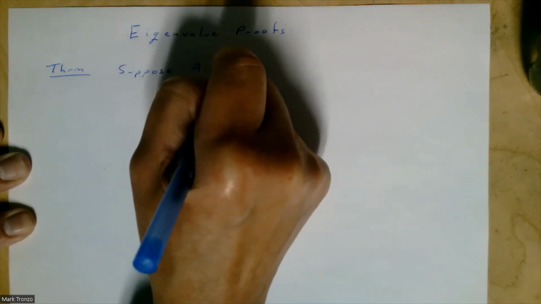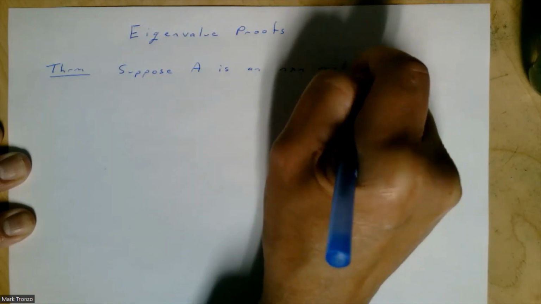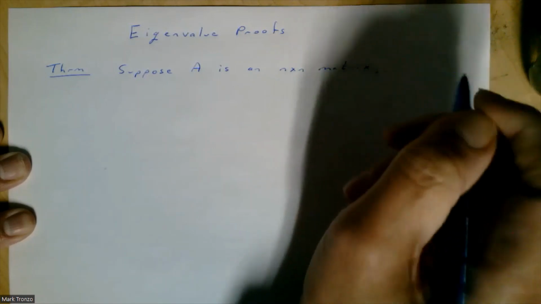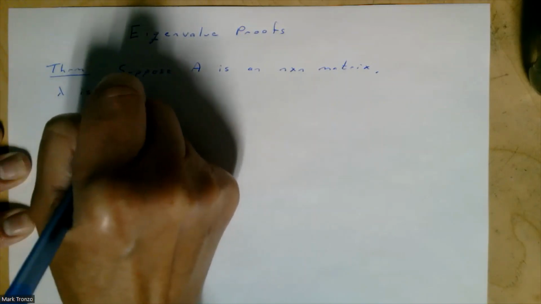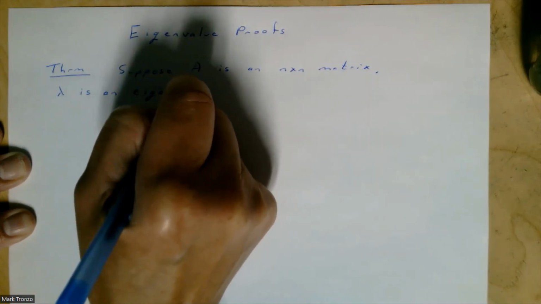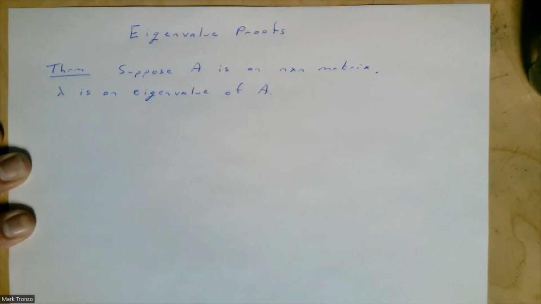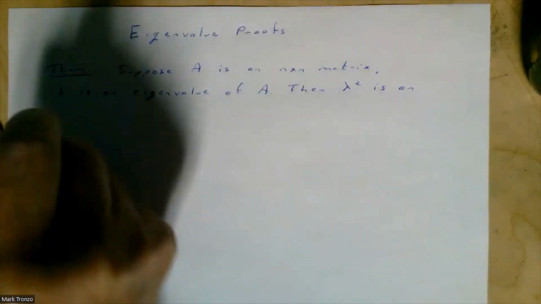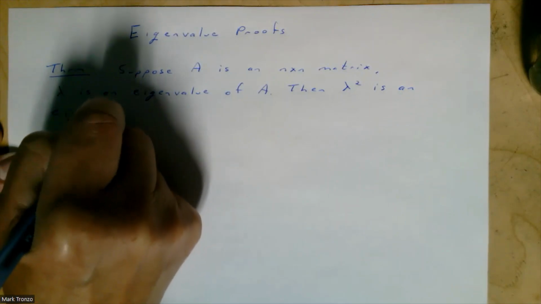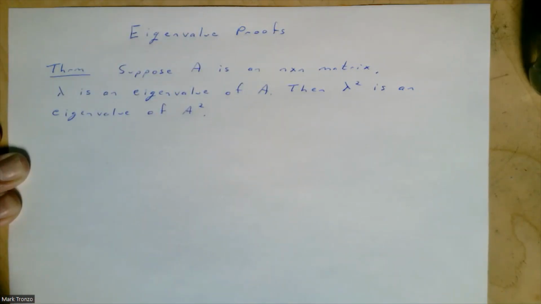Suppose A is an n by n matrix, and lambda is an eigenvalue of A. Then lambda squared is an eigenvalue of A squared. And let's go ahead and prove this.